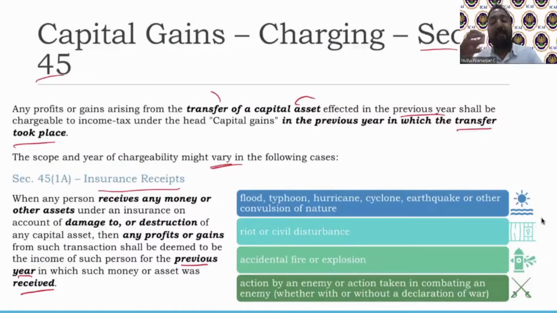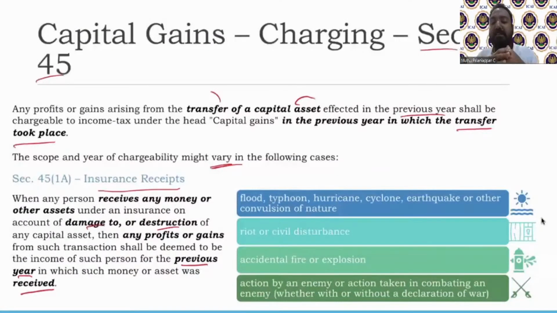When you say damage or destruction, we have been stressing these words. What do you mean by damage or destruction? We keep speaking about this in PGBP. In section 30, for building, insurance is allowed provided it is for damage or destruction of the building. Similarly, in section 31, insurance is allowed for plant or machinery and furniture provided the insurance is for damage or destruction.